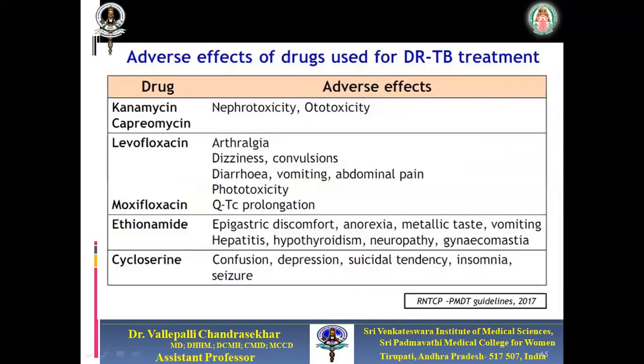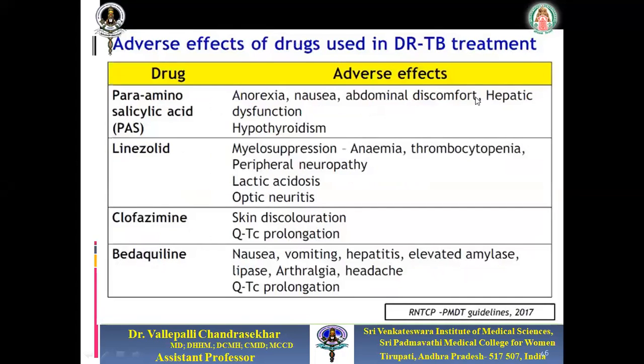So there are different adverse effects. We are giving a lot of drugs in drug-resistant TB treatment, right? Starting with kanamycin or capreomycin, these are common drugs causing nephrotoxicity and ototoxicity. Then levofloxacin causes arthralgia, moxifloxacin causes QTc prolongation. QTc prolongation you will be seeing with a lot of TB drugs. Again, para-aminosalicylic acid, linezolid, bedaquiline or clofazimine, here we are seeing QTc prolongation.